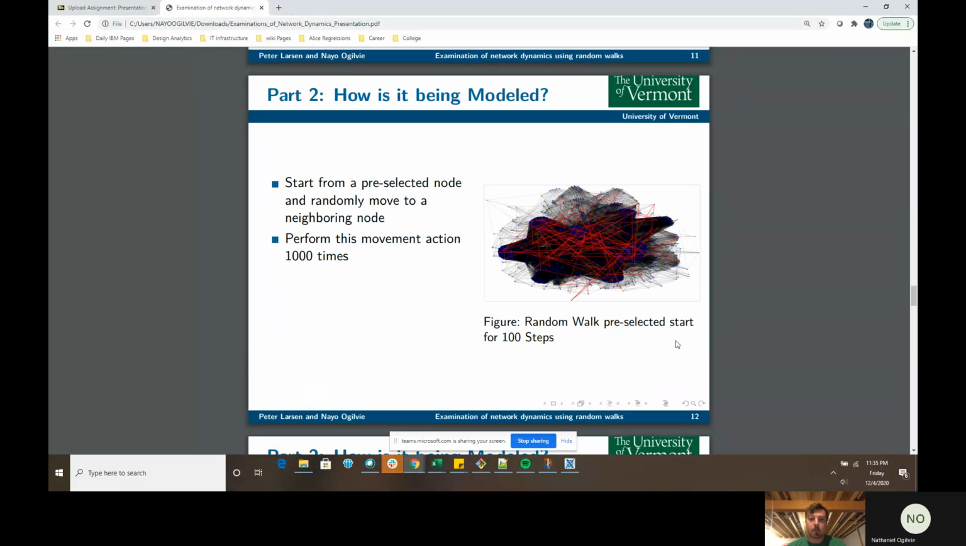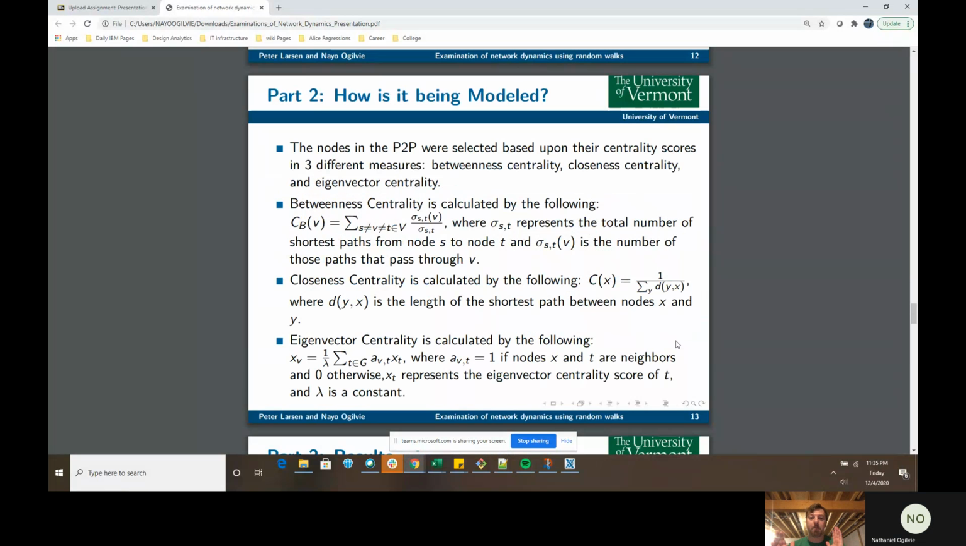So part two, how we modeled it, is instead of starting at a random node in the P2P network, we started at a pre-selected node and then went about the same actions. We will discuss that pre-selection criteria in the next few slides. The nodes in the P2P network were selected based on their centrality scores in three different measures: betweenness centrality, closeness centrality, and eigenvector centrality.